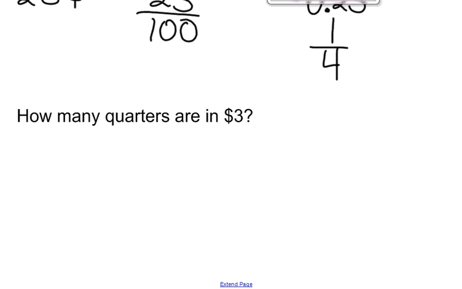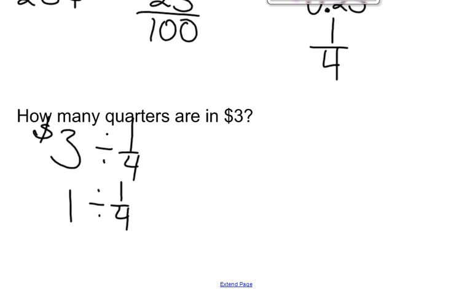Here's where we can start to use this idea. If I have $3 and I want to know how many quarters are in $3, what I'm doing is I'm going to divide by a quarter. In this case, we're going to use the fraction so we can start to see the relationship. Now, if I'm going to divide by a quarter, what's going to be important to me is first to understand how many quarters are in just one single dollar, or just in one. And of course, you know that in $1 there are 4 quarters. So 1 divided by a quarter is 4.